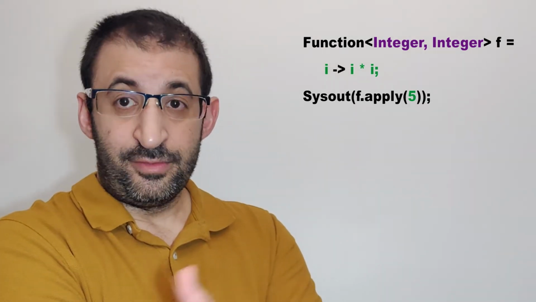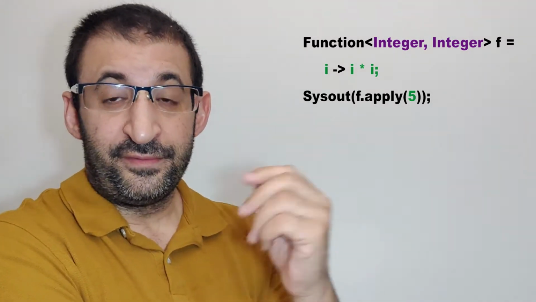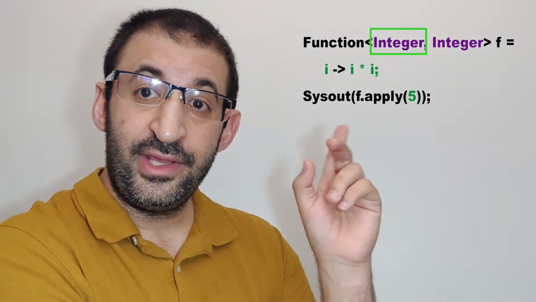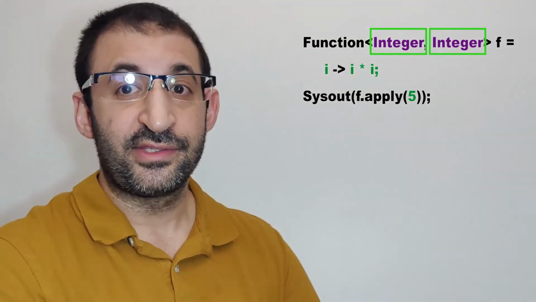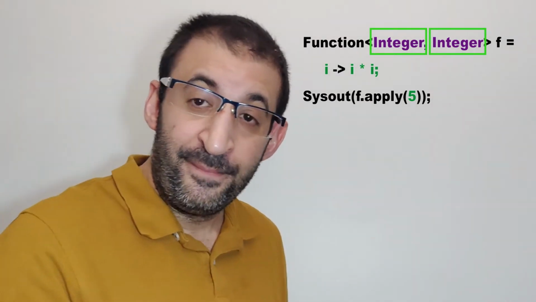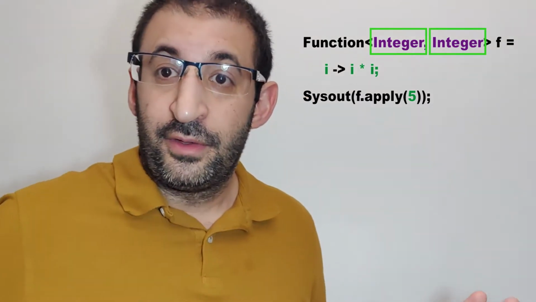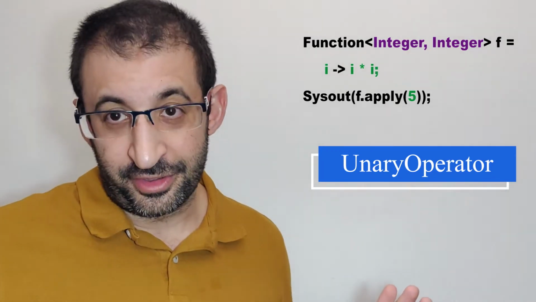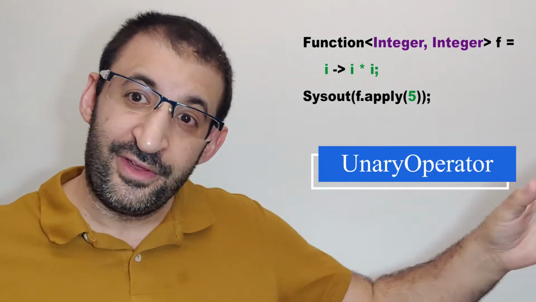Now I will make System.out.println of f.apply for 5. I got 25. Here, look very well. The input type parameter is Integer and the return type parameter is also Integer. I have a specific case: the input type and the return type are the same thing. If the input type and the return type are the same, you can use the interface UnaryOperator. It is a specific case of a function.